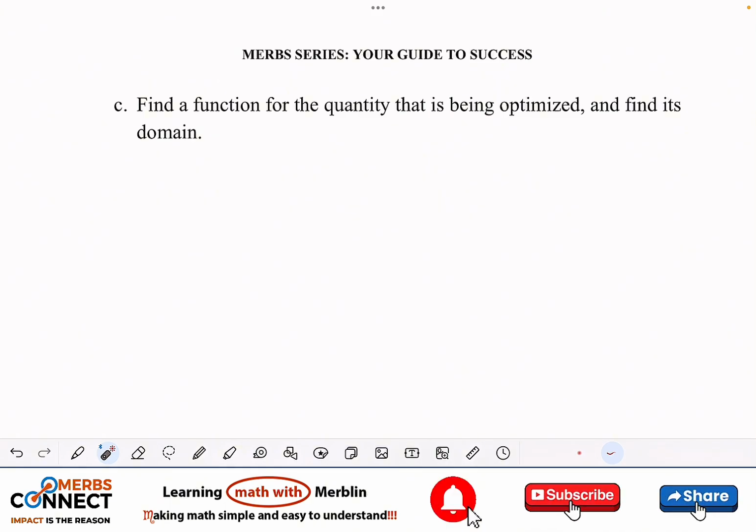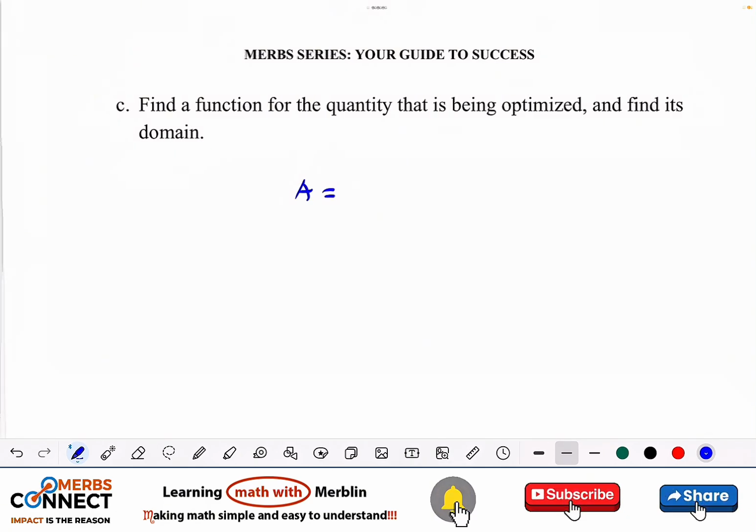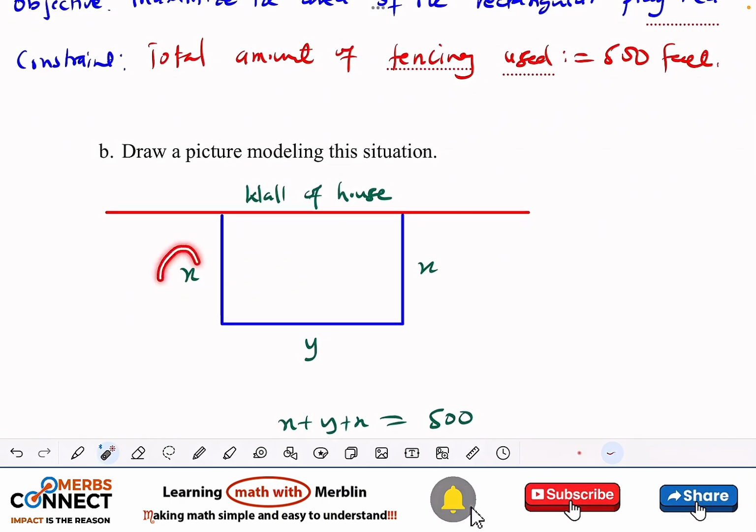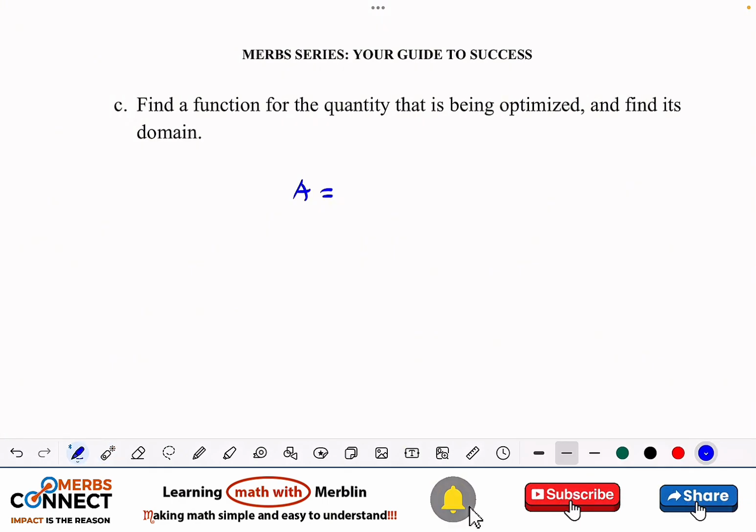We want to find a function for the quantity that is being optimized and find its domain. So what is the function? Remember, we are talking about area, right? So the question is, what is the formula for finding the area of a rectangle? We know that the formula for the area of a rectangle is the width times the length. So we are going to have x times y.